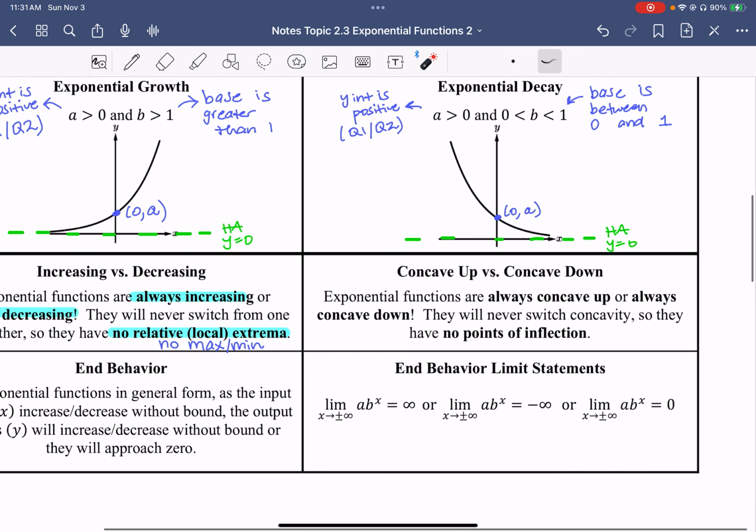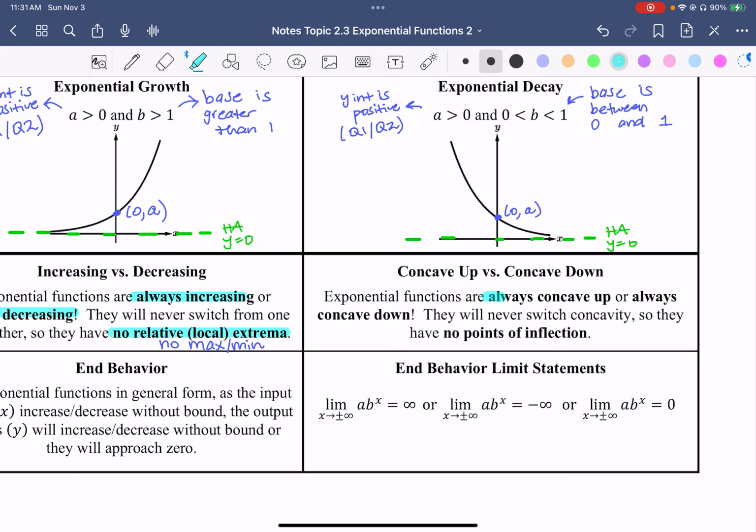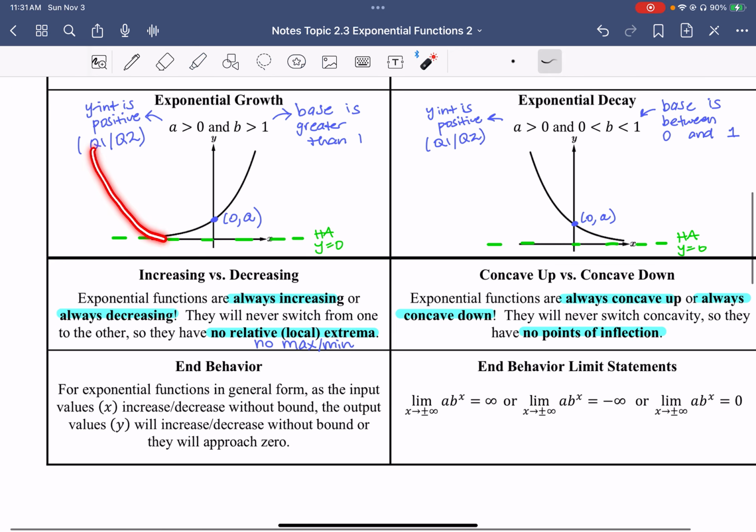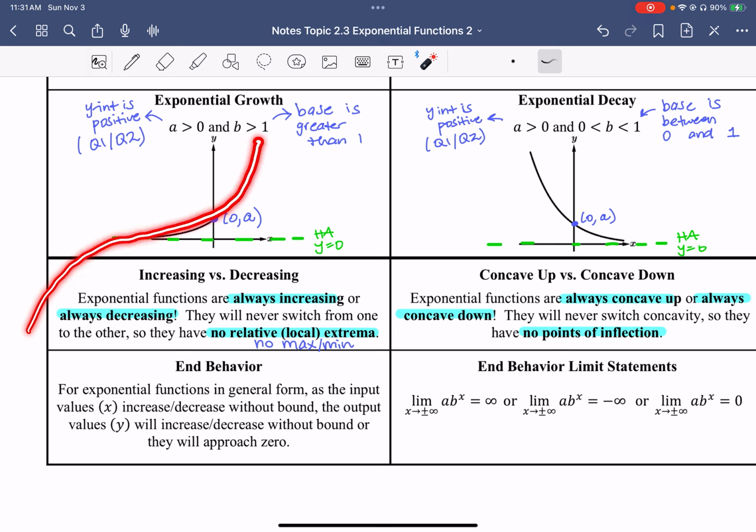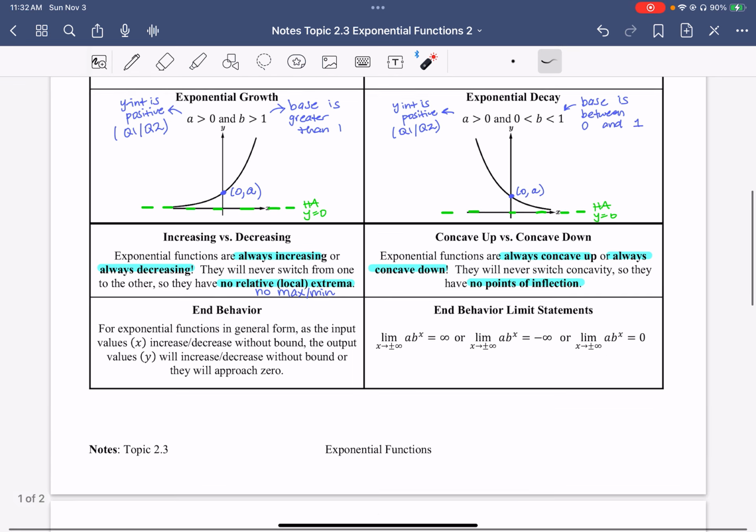Okay. Exponential functions are always concave up or always concave down. They will never switch concavity, so they have no points of inflection. So notice that both of these make that smiley face for concave up. So you're not going to see a graph that looks like this, how we saw in Unit 1, where you have half of a frown like this and half of a smile like this. So you're not going to have both. It's always going to be either concave up or down.